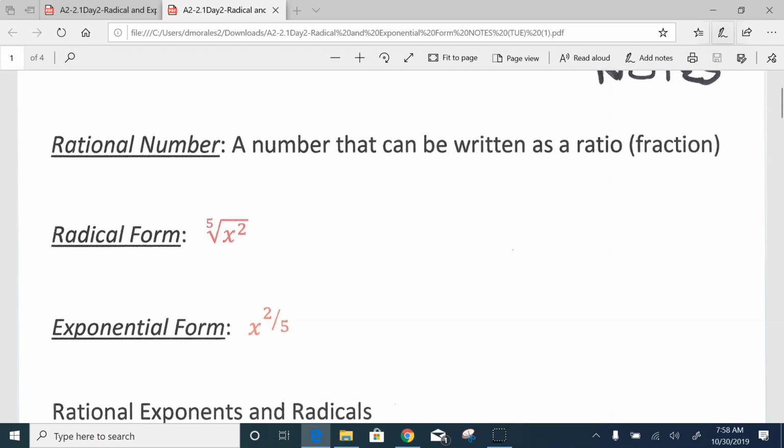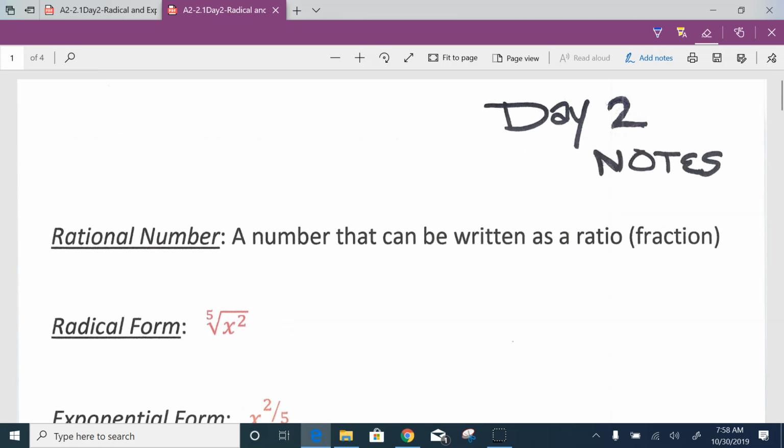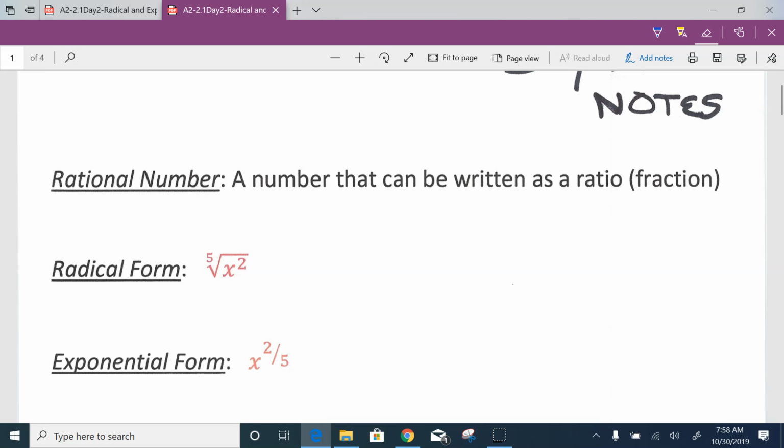Good morning, this is Mr. Morales, and this lesson is for Algebra 2. Today, as I mark up the board randomly, we're going to be discussing how to write numbers, rational numbers, in either radical form or exponential form.